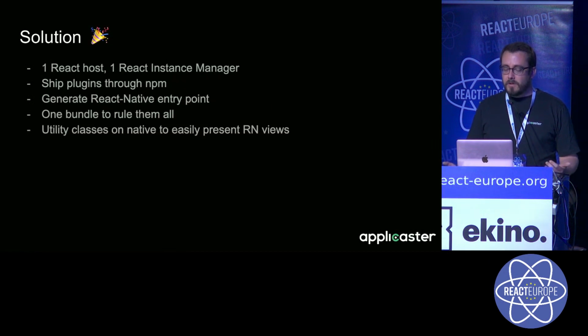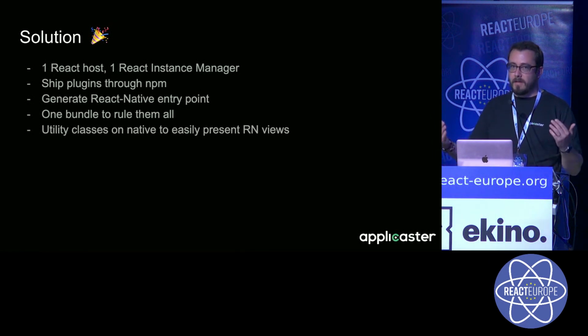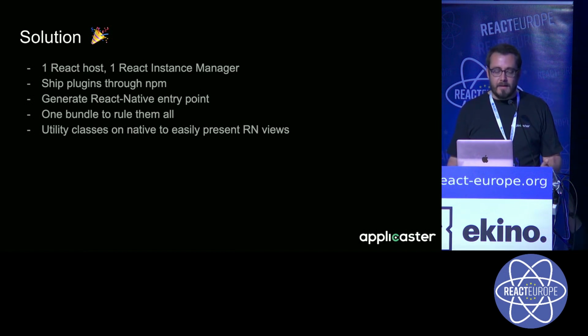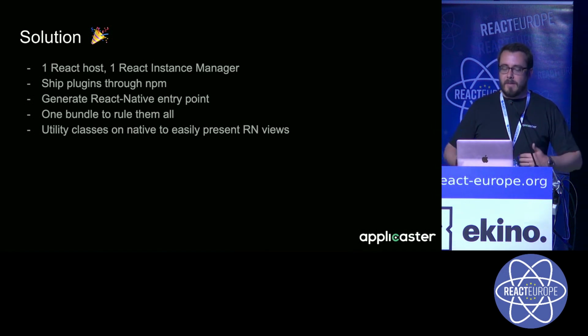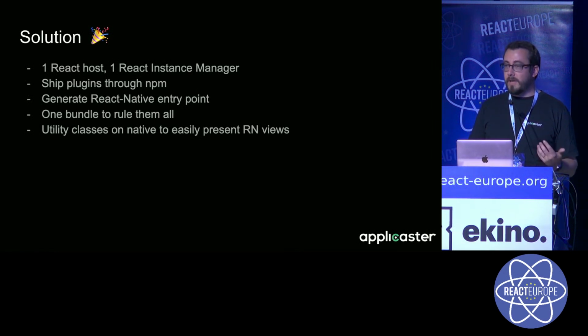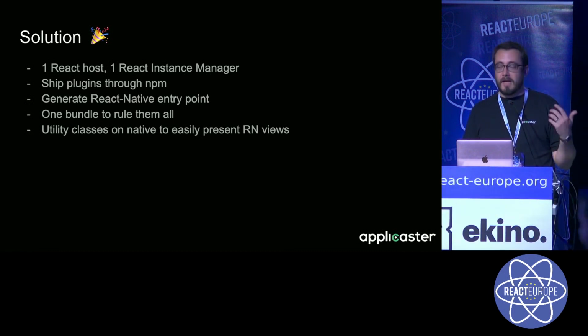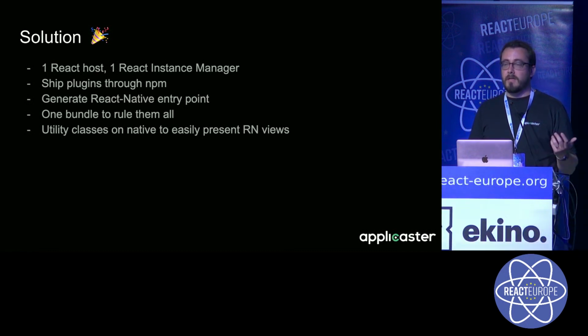We realized that we could have only one React host and one React Instance Manager in our native app. We could have the plugins shipped through NPM instead of relying on built bundles on S3 or anything like that. At build time, we could generate the React Native entry point, build that bundle, have only one React Native bundle inside our app, and then have utility classes on the native side to very easily present those React Native views. With this setup, all the issues that I talked about were gone, and we also gained the benefit of being able to rely on NPM as a distribution channel for our plugins, which is a lot easier because developers are already familiar with it.